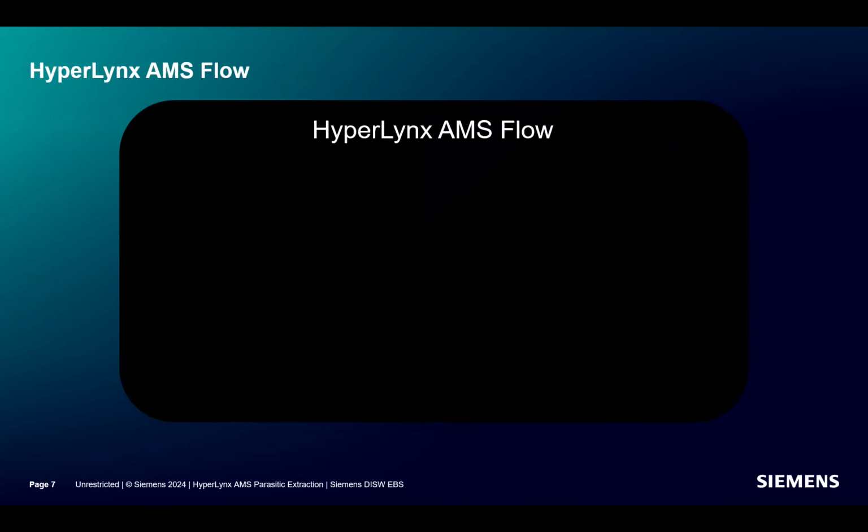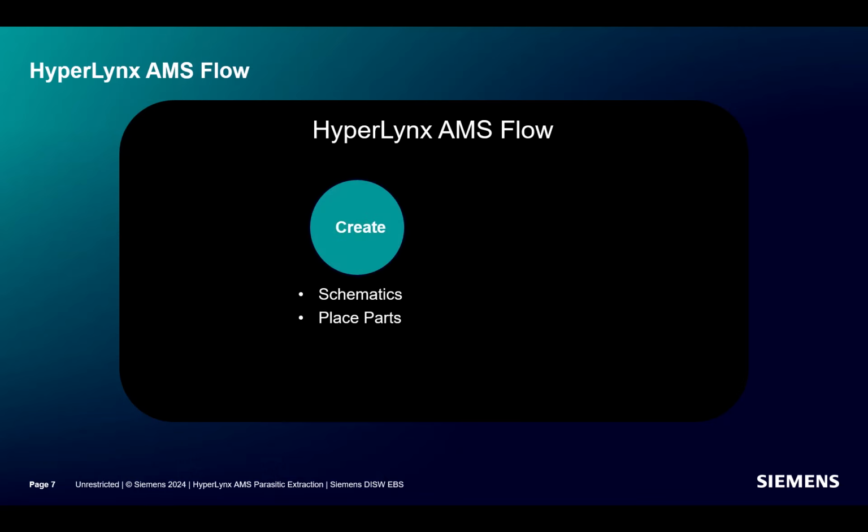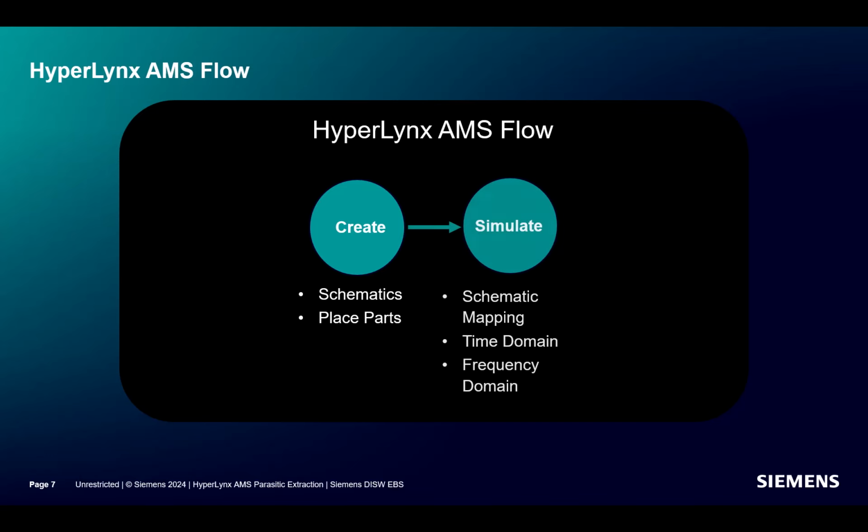The Hyperlinks AMS flow consists of the following stages. In the creation stage, we design a flat or hierarchical schematic using Designer. In the simulation stage, we simulate the design according to the components, VHDL AMS, and SPICE models inside it. We can also simulate a pre-existing schematic or PCB design after performing schematic mapping. Time domain and frequency domain simulations are typical for all designs.